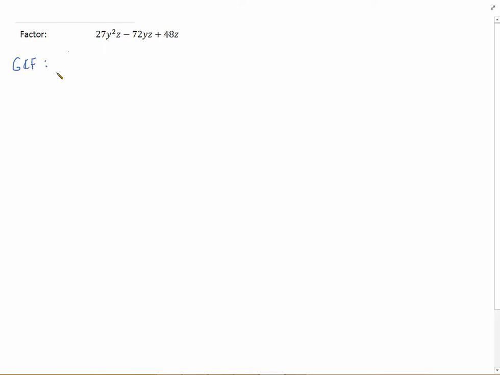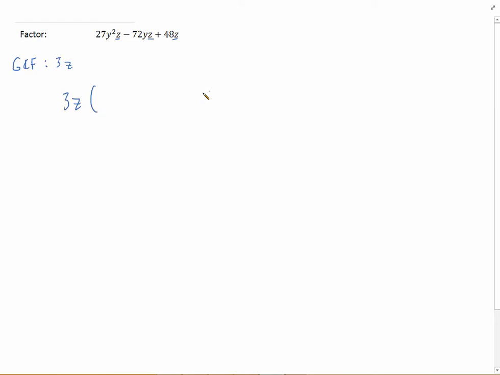So our greatest common factor here, I can certainly take out a z. And it looks like, let's see, 27, 72, and 48, those are all divisible by 3. So I think the greatest common factor here is 3z. So let's start by factoring out the GCF of 3z.